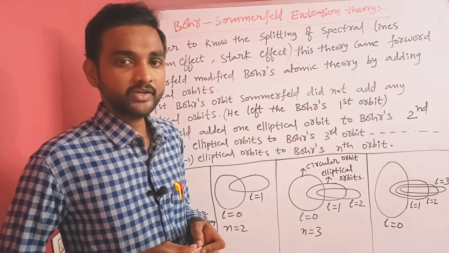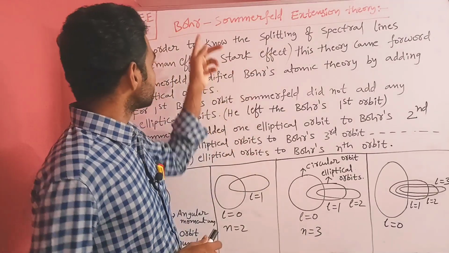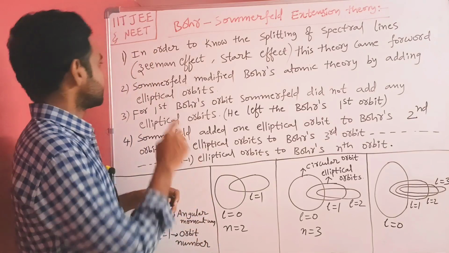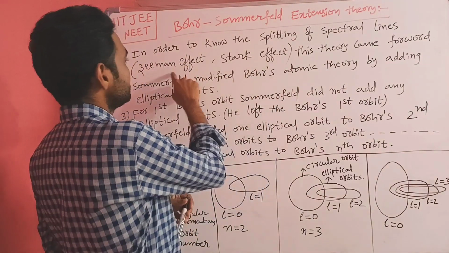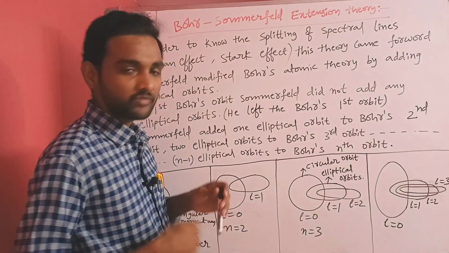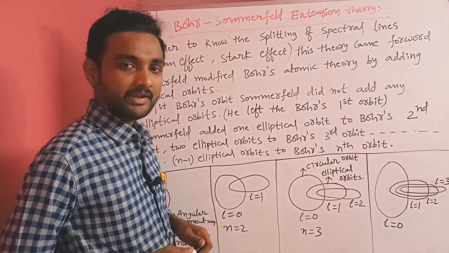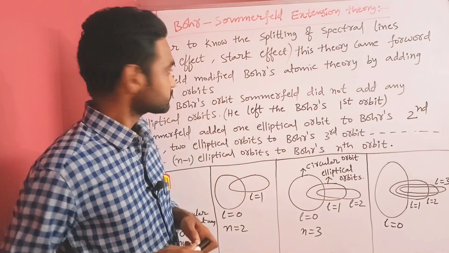Now, in order to rectify mainly the Zeeman effect and Stark effect, Sommerfeld proposed one theory. Now let me discuss that. See, in order to explain the splitting of spectral lines, the Zeeman effect and Stark effect, this theory came forward. If you didn't see the Niels Bohr atomic theory video, then I will keep the link in the cards as well as in the description.